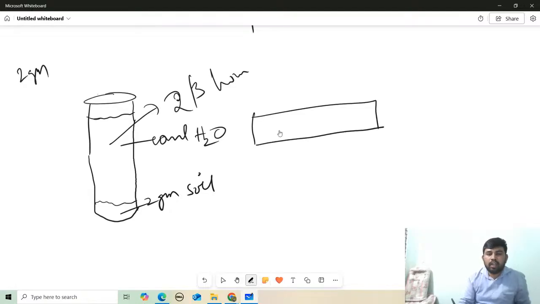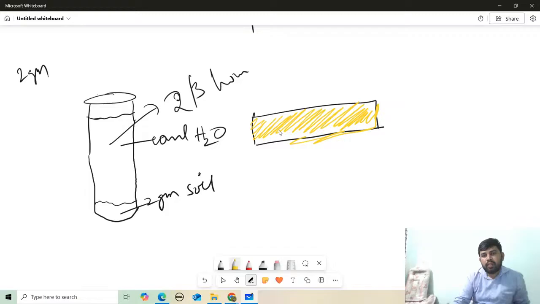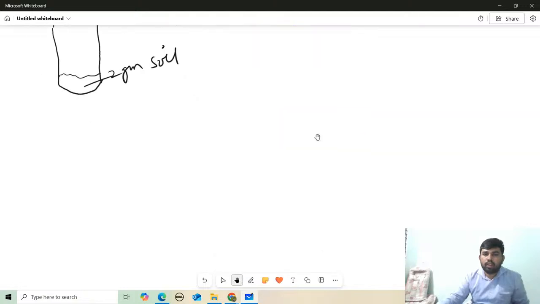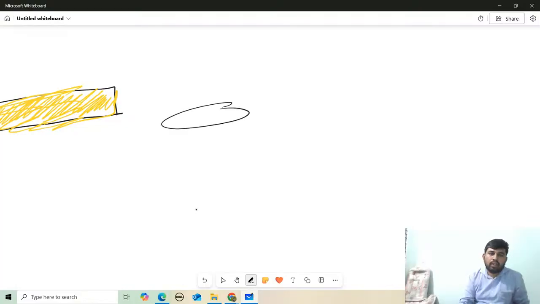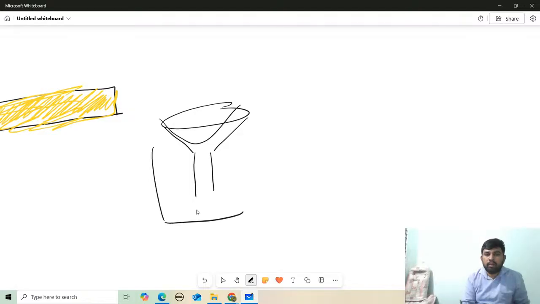This pH paper color, generally it will be a yellow color. Okay, so yellow color it is. Now after 2 to 3 hours you get a solution. They will take the soil mixture, take a funnel and a filter paper, and they will go for the filtration process.